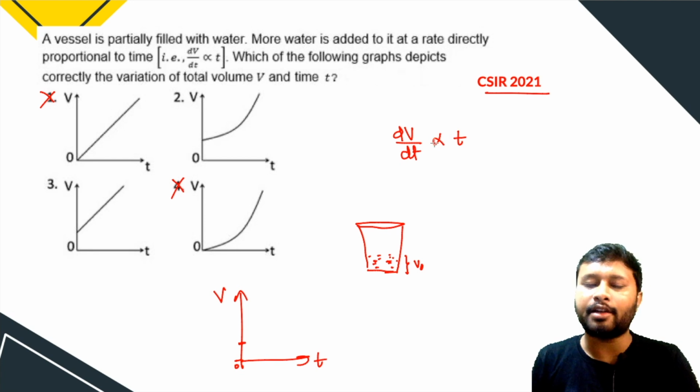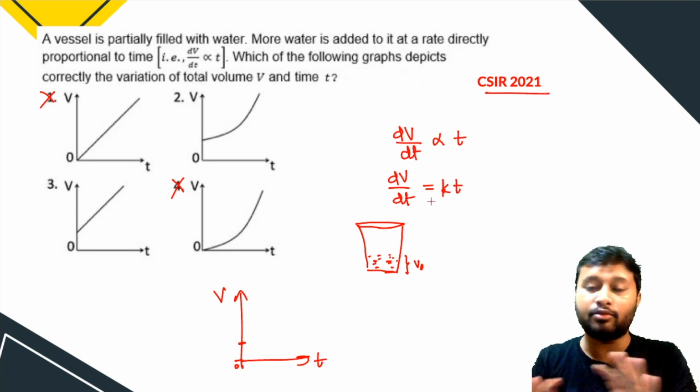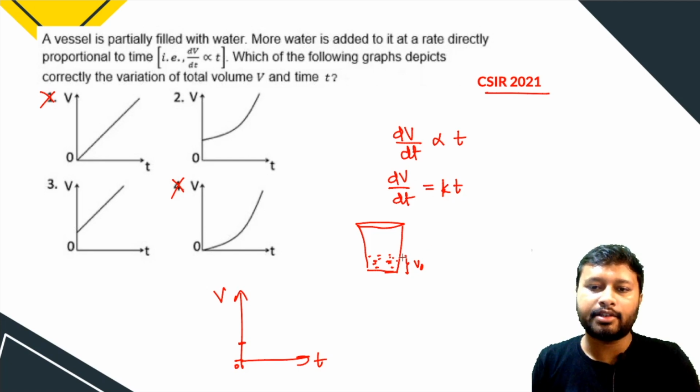We all know that if we remove proportionality, we will have some constant. So let's say we are adding some constant, k t. This k has no significance over here. It is just a proportionality constant. Next, we will keep dV on this side, and we will take this dt to the other side.